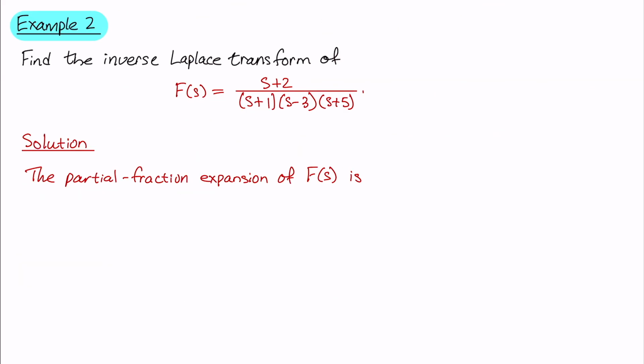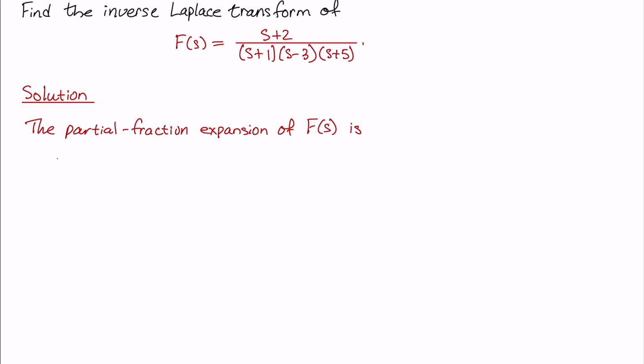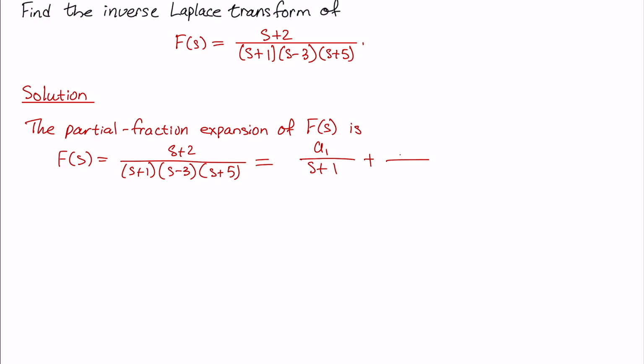Completed or got the right answer, so I'm just going to go ahead and solve this here. So we have F(s) equal to (s + 2) divided by (s + 1)(s - 3)(s + 5). This is then equal to, we're going to decompose this into 3 partial fractions: A1 divided by (s + 1) plus A2 divided by (s - 3) plus A3 divided by (s + 5).